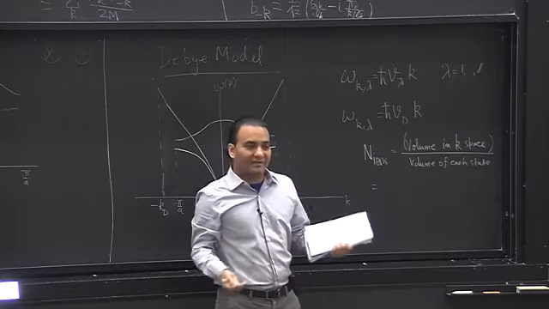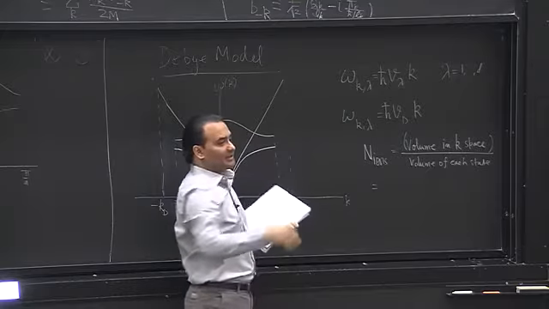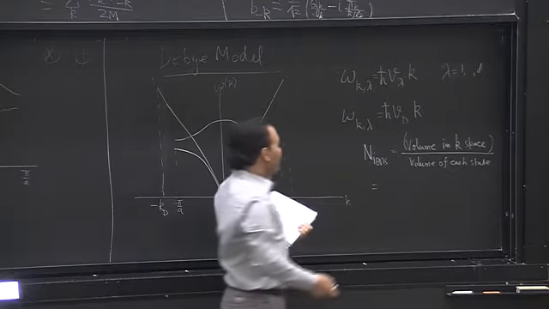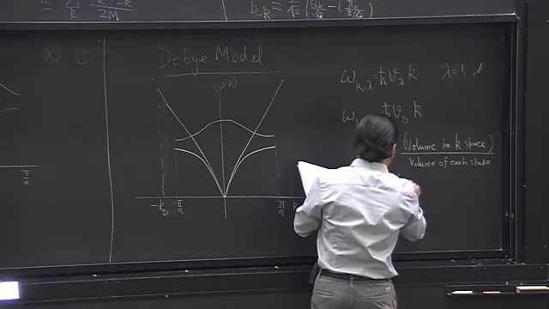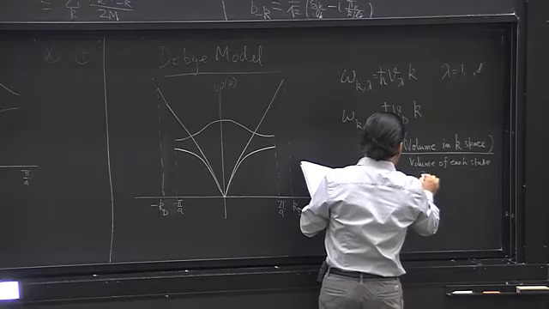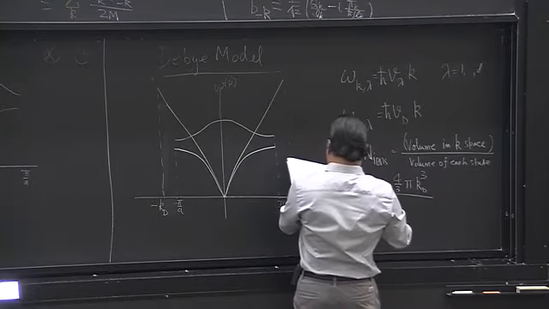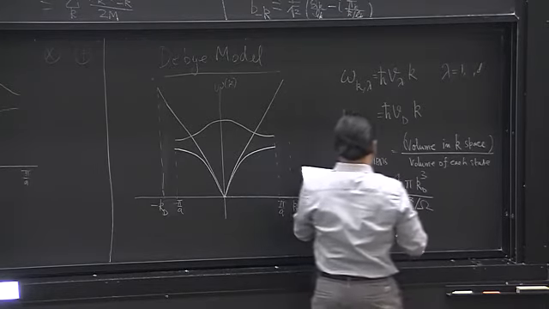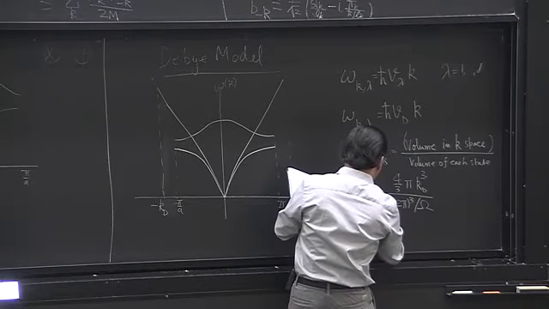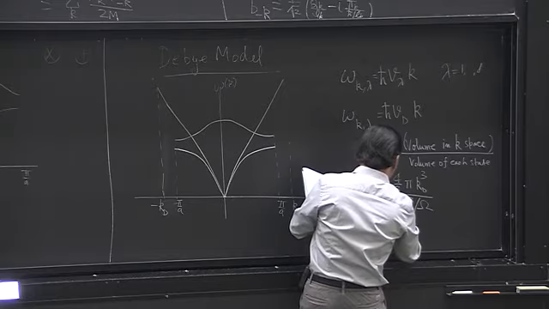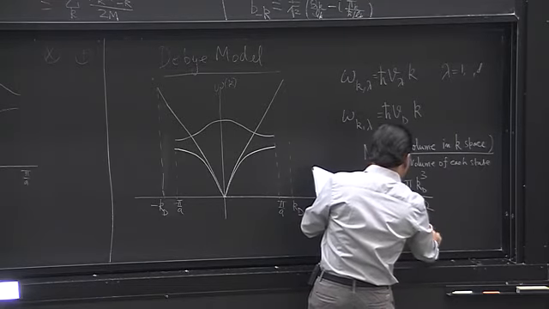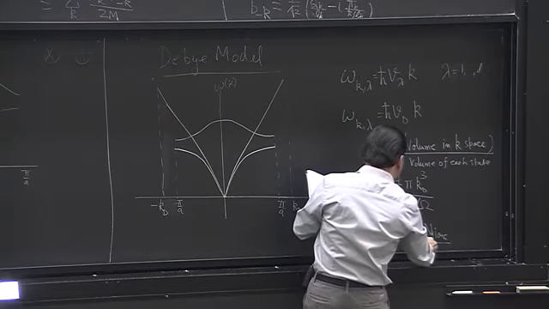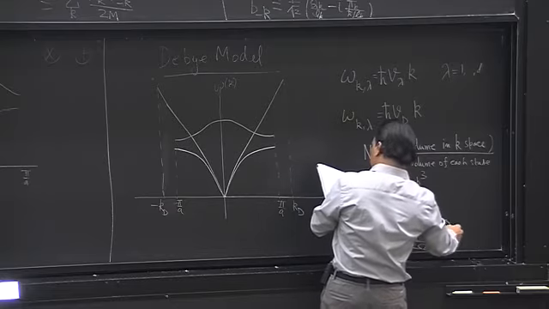Now we have an extremely simple model. We've discarded any discrepancy between velocities. We just have a sphere of radius Debye momentum. So the volume in k space is simply 4/3 pi k_D cubed. The volume of each state in phase space is simply (2 pi)^3 divided by the total volume of the system. So you can find that kD, the Debye wave vector, is (6 pi squared N divided by Omega) to the power 1/3.